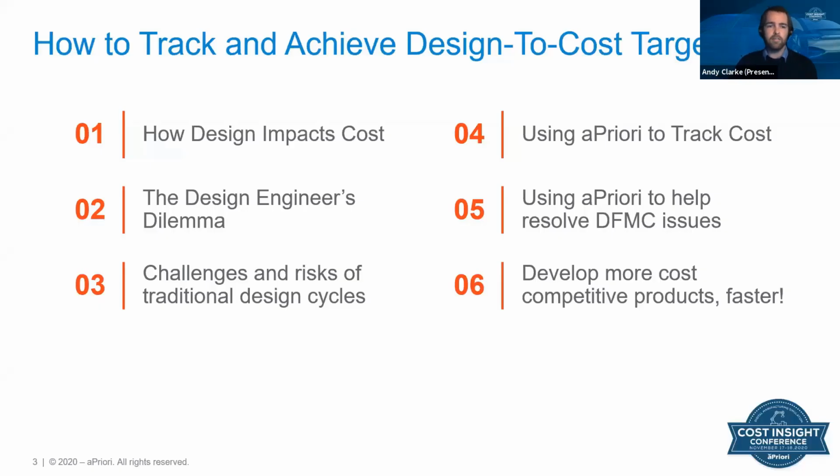So for today's agenda, first of all, I'm going to be looking at how design engineers can impact cost. Next, we'll look at what the design engineer's dilemma is. So when we look at DFX for X being a particular variable, it might be cost or function or manufacturability. How does the engineer walk that tightrope in ensuring that the balancing act is maintained? Next, we look at the challenges and risks associated with a traditional design cycle, what can cause churn and what can delay commercialization or market penetration.